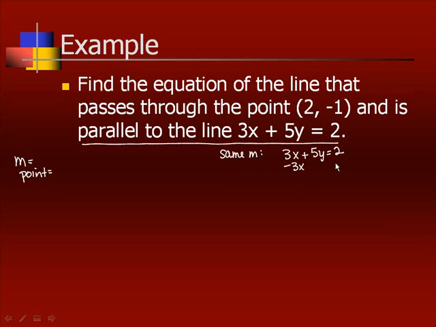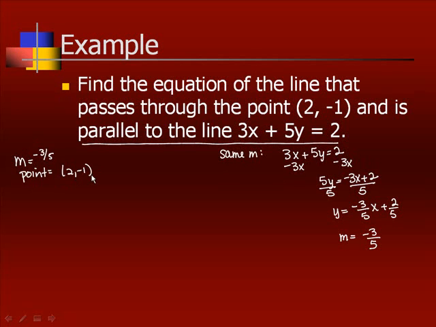Solve for y equals. Subtract 3x, subtract 3x, so we get 5y equals -3x plus 2. Divide by 5, divide by 5. So y equals -3/5x plus 2/5, which means the slope of this line is -3/5. So we're going to use the slope of -3/5 and the point 2, -1.